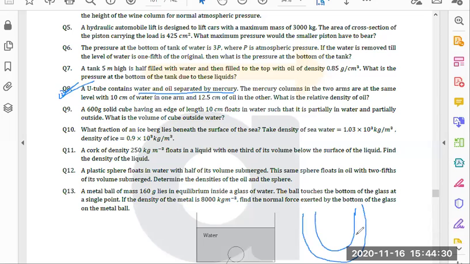Right? So we have mercury and this layer of oil and water. Yes. So this is the same problem. This is the same problem. Okay. The only thing is data is changed, right? So you just have to take one level and make the pressure equal. Okay. So that is the concept of this question.